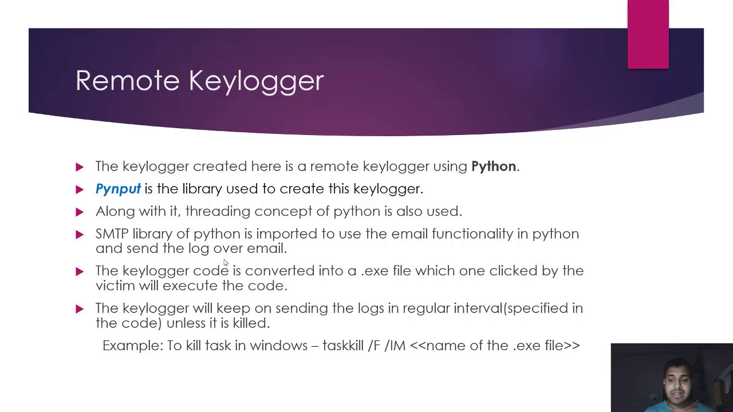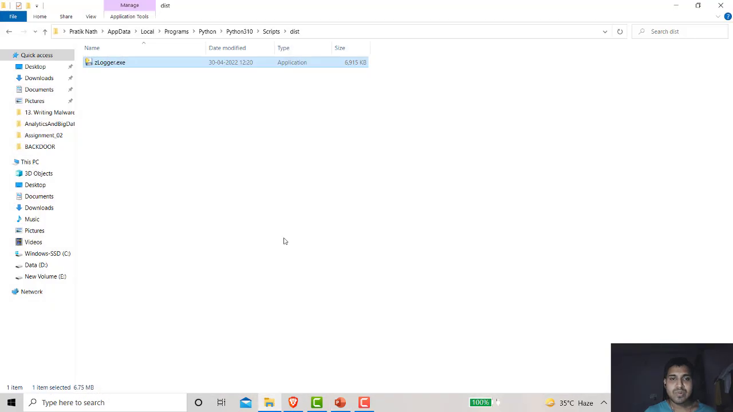Now for example, let's say the victim system is Windows, then we can go to the command prompt and write taskkill with the name of the exe file to kill the process. Let me show you the .exe file that is created here.